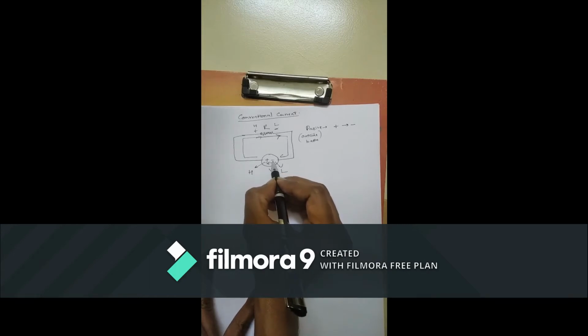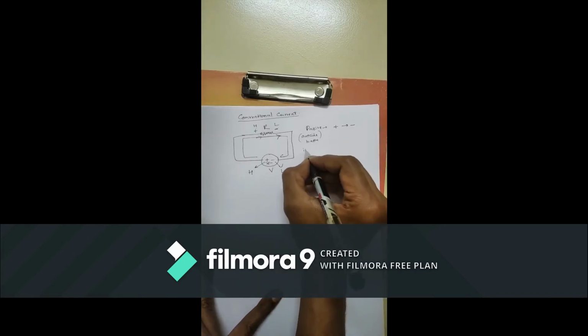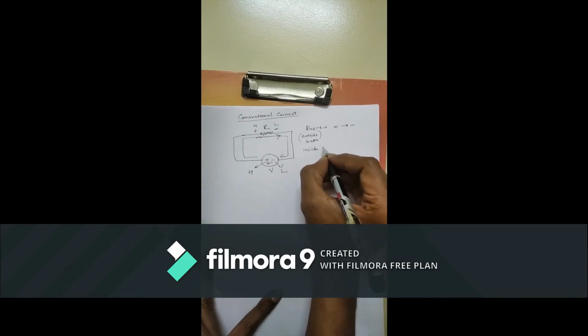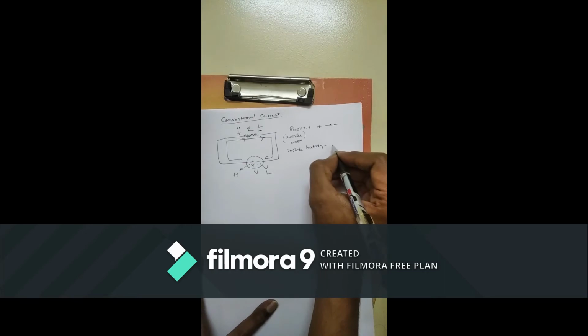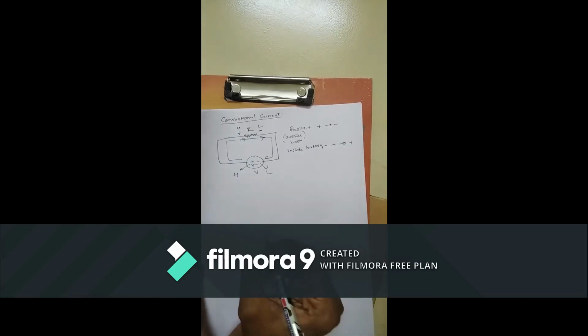It will pull the electrons from the lower potential and place them on a higher potential. Or I can say inside the battery, current flows from minus to plus. Inside the battery, current flows from minus to plus.